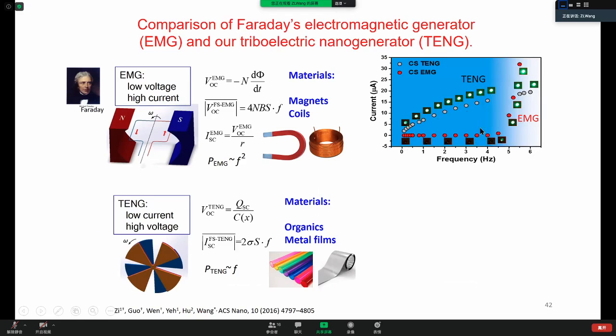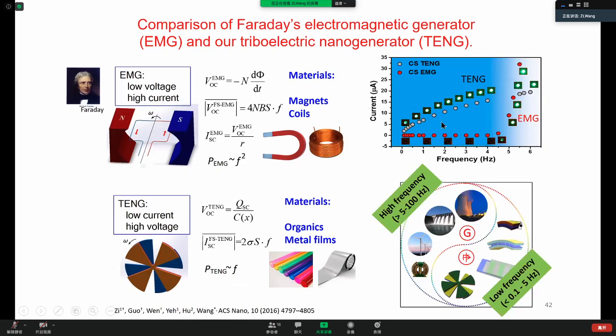So basically, this is the killer application. We can do the things traditional technology cannot do. Therefore, at low frequency, we have an unbeatable advantage in comparison to classical technology. We are not talking about replacement, but we can do things classical technology cannot do. Okay, so this is the physical difference here.